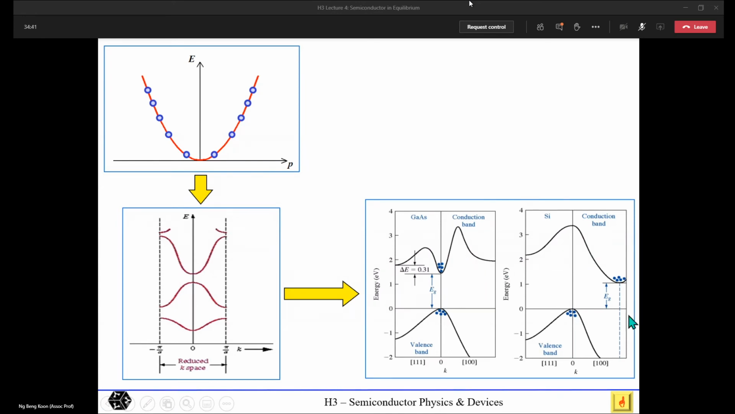On the other hand, if you look at others where the minimum of the conduction band edge and the maximum of the valence band edge are at different K values, for the electron to get from the conduction band to the valence band, it requires a change in momentum. So by itself, this cannot just happen.